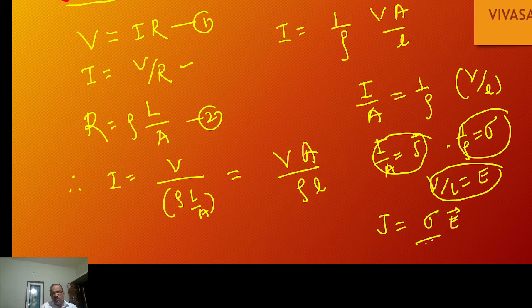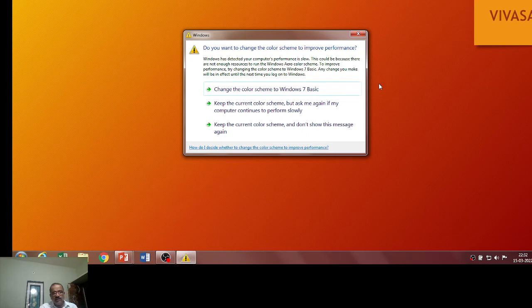Now this is our required equation: the current density J is equal to conductivity multiplied by E, where E is the electric field. In this expression, you can further write this as our final equation in this fashion: J is equal to sigma E.